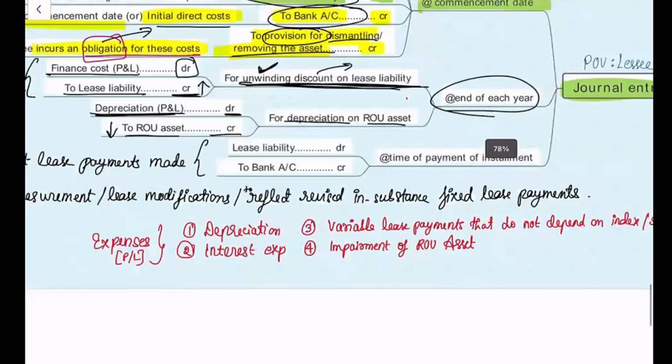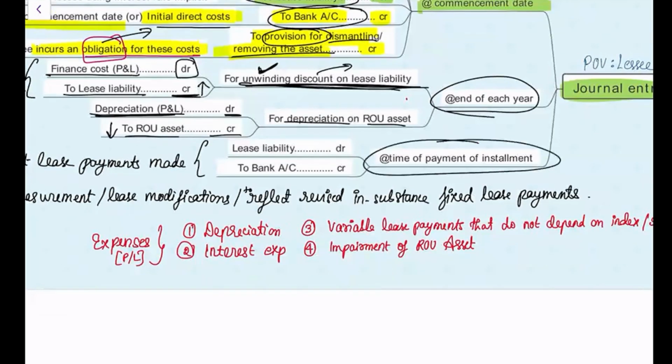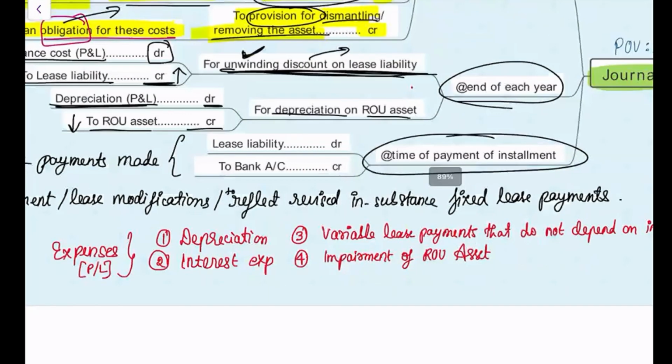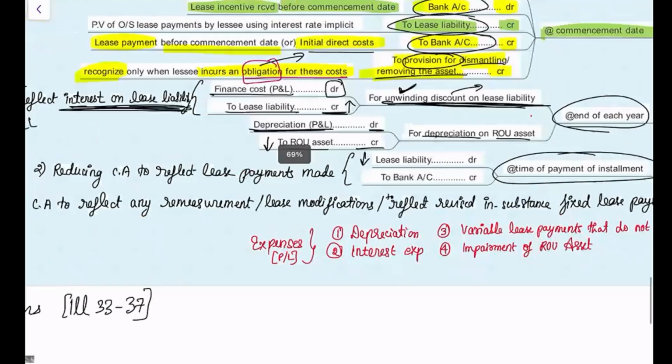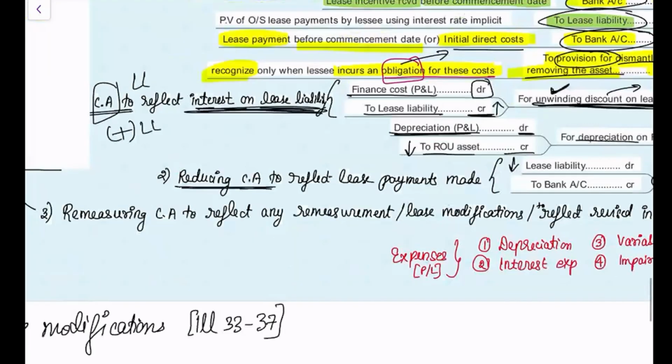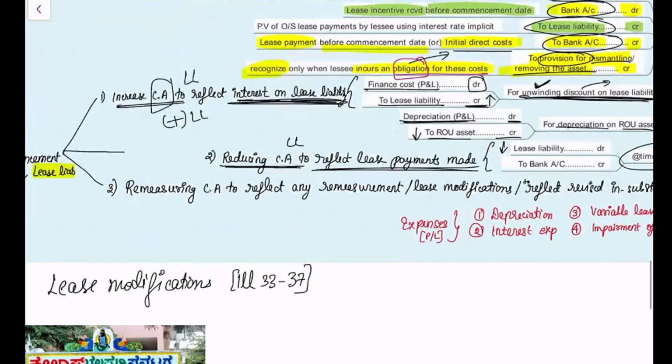And finally, whenever you make the payment of installments, that means you are going to pay your lease payments. In that case, again, what happens to your lease liability? It will go down. So lease liability account debit, bank account credit. So this will be reducing your carrying amount of the lease liability to reflect the lease payment. Okay. So I hope you understood that.